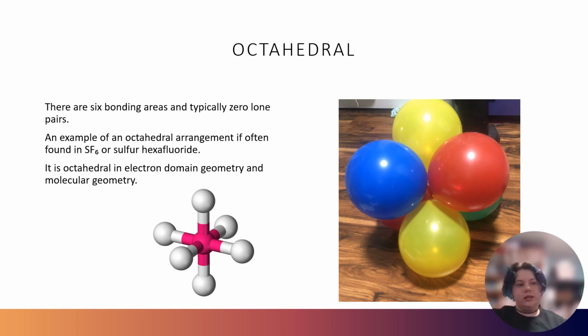The final one is an octahedral arrangement. This typically has 6 bonding areas and no lone pairs. SF6, or sulfur hexafluoride, is an example of a molecule that would be like that. It's got an octahedral electron domain geometry as well as its molecular geometry. That one there has, like I said, 6 bondings, so it is 6 combined into one. It is kind of a hard shape to take a picture of and kind of a hard one to show on the screen. I'm just going to slowly rotate it so you can kind of see it. It is a pretty big molecule shape.